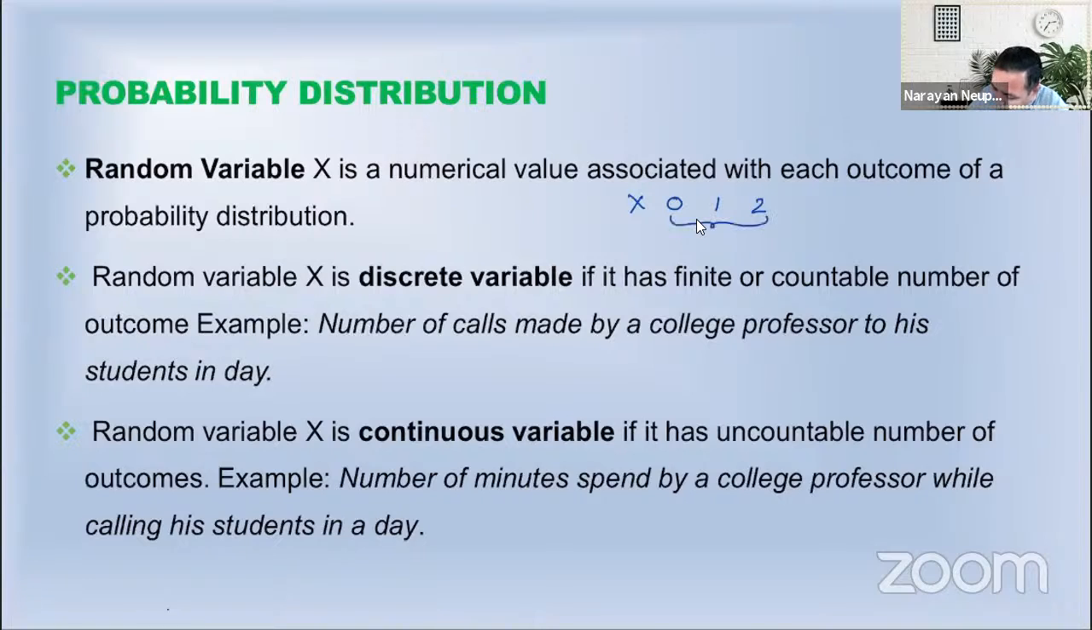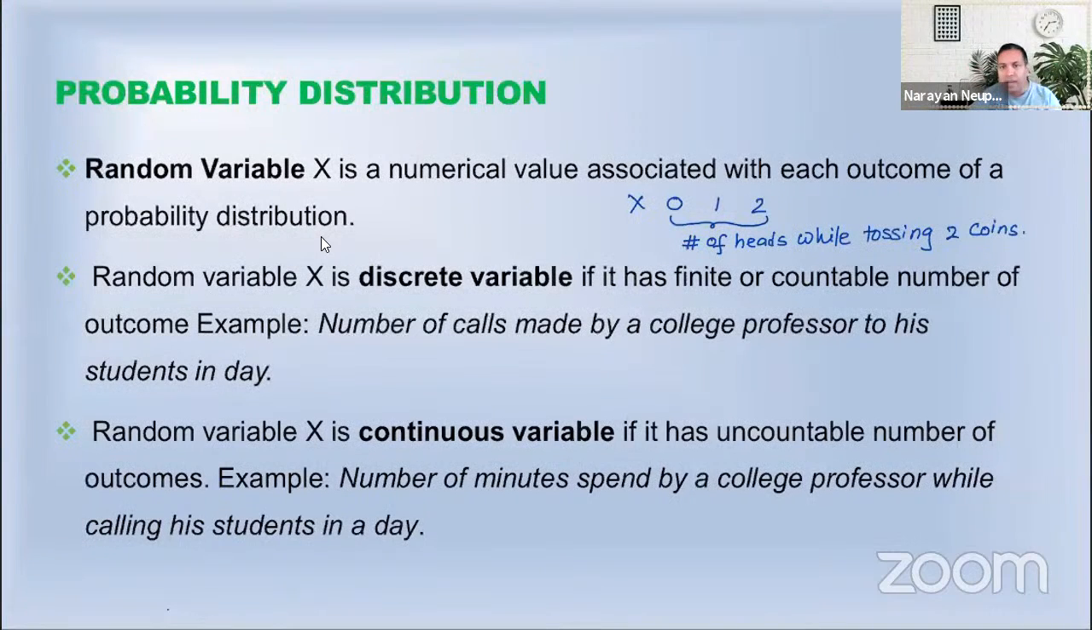So here X represents number of heads while tossing 2 coins. So when you toss 2 coins, you may get no heads, or 1 head, or 2 heads. So this numerical value associated here for this X, that X is the random variable. So we say a random variable is a numerical value associated with each outcome of the probability distribution.